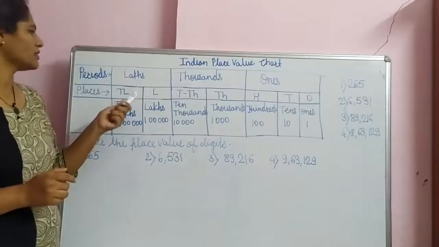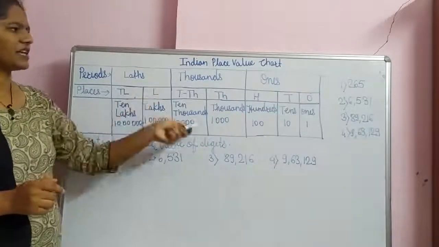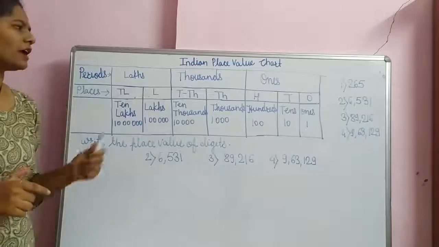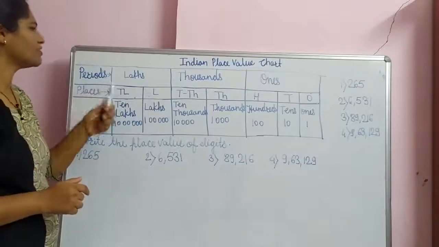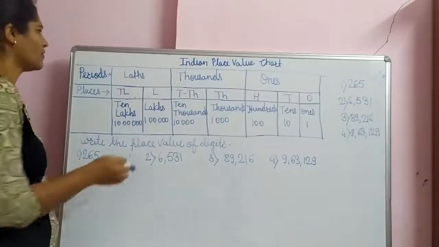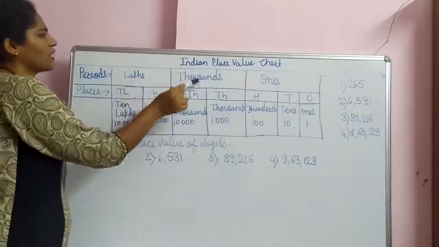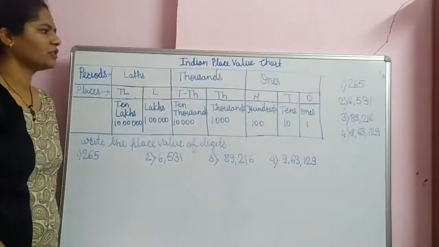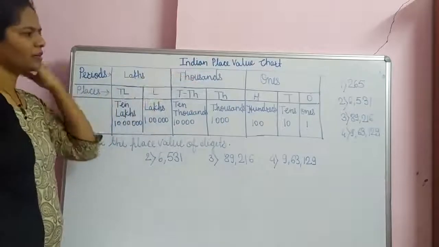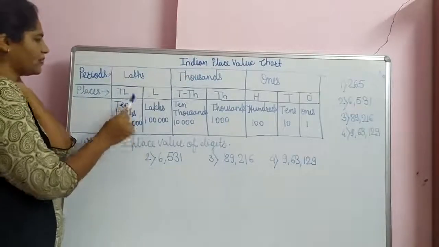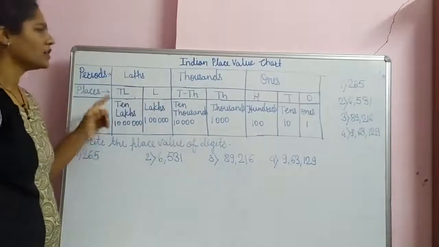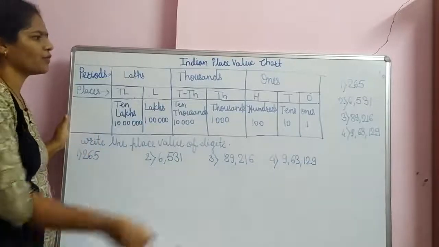So what is this? This is the Indian place value chart. Why are we using this? We are using periods. Here three periods are there: first is lakh, thousand and ones. So these three are the periods. For a 7-digit number, 3 periods are there. So firstly we start from the ones period.